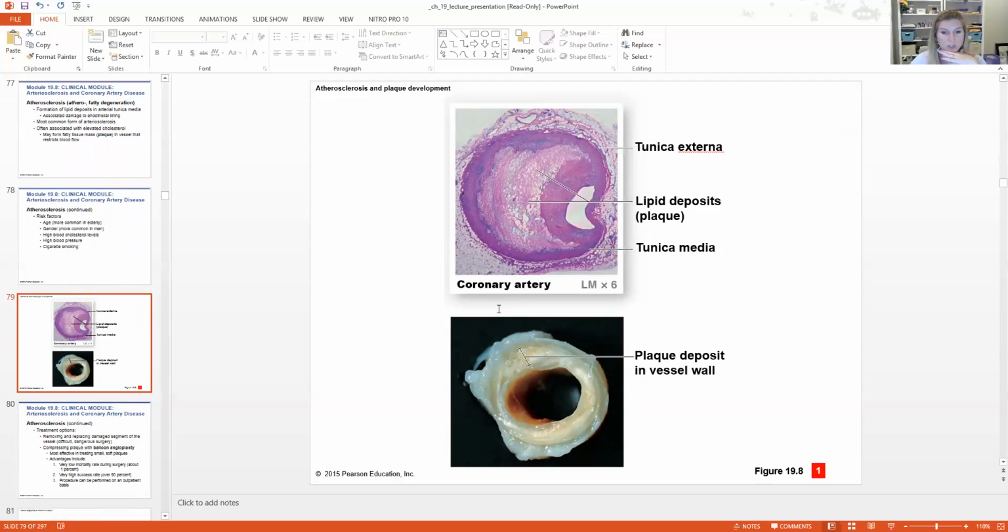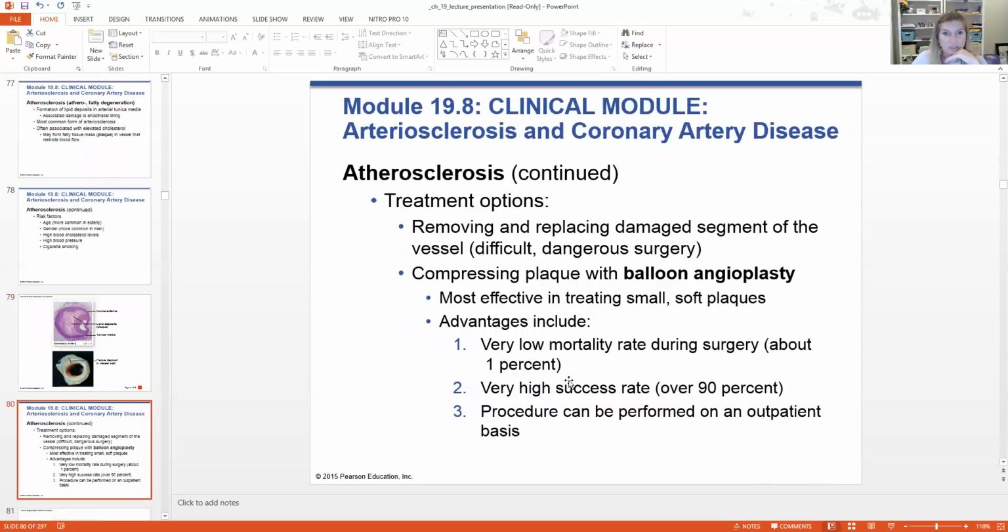This is just a cross-section showing what they look like. You can see those fatty deposits, how narrow the arteries can get, blocking that blood flow.